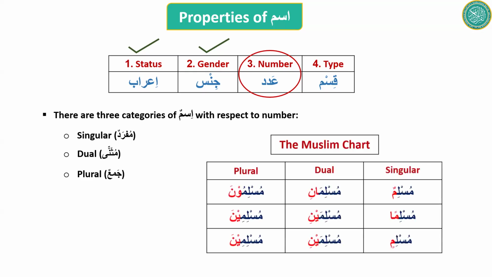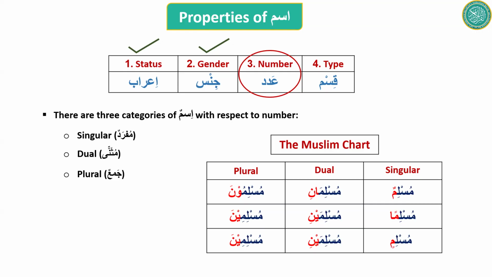And we know this already because we know the Muslim chart. The first column was for singular, second column was for dual, and the third column was for plural. And we know the Muslimun is singular and its dual is Muslimani and the plural is Muslimuna.